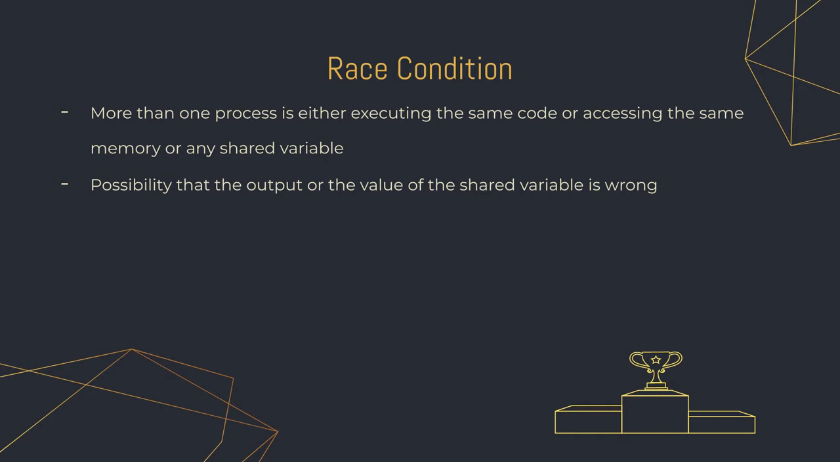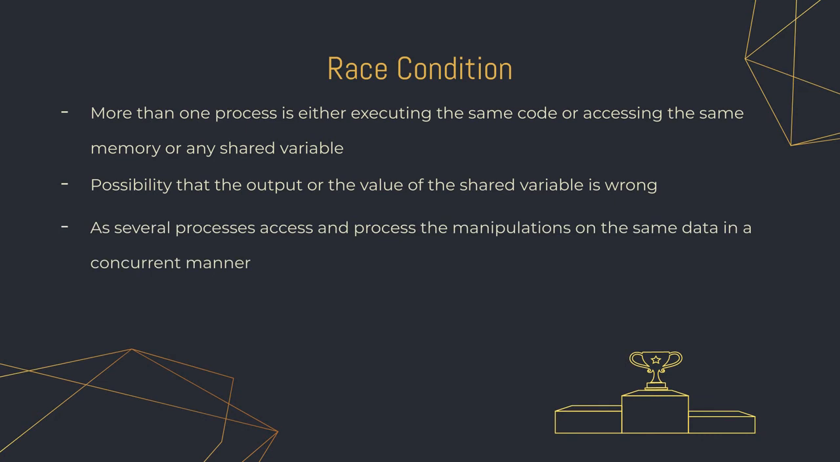version of the variable, and the consequence of this is that now you have the same variable which was accessed from the same shared memory space with two different values in two different processes. So there's a big possibility that the output present in one of those processes is wrong.